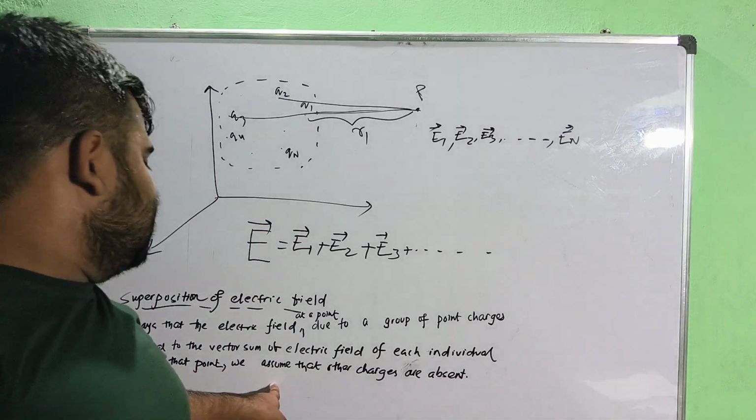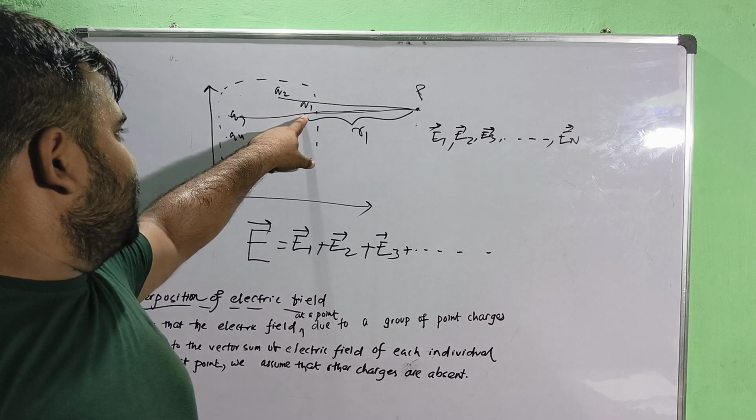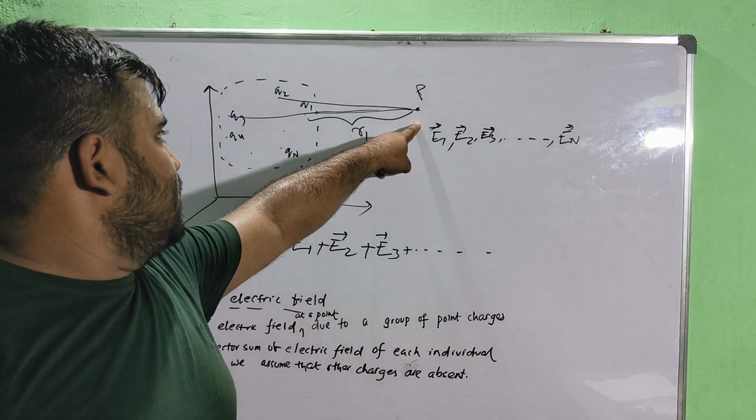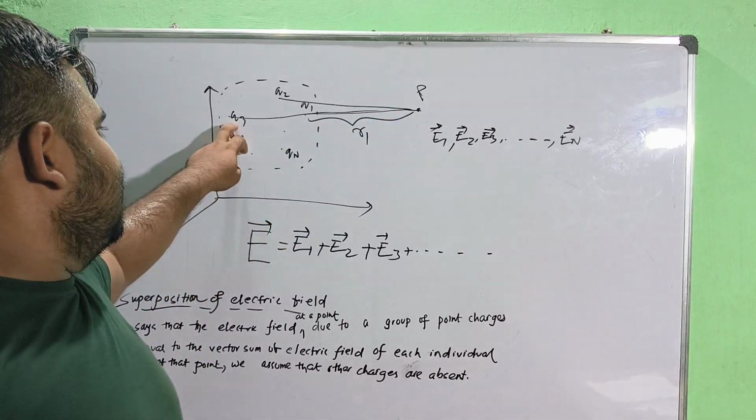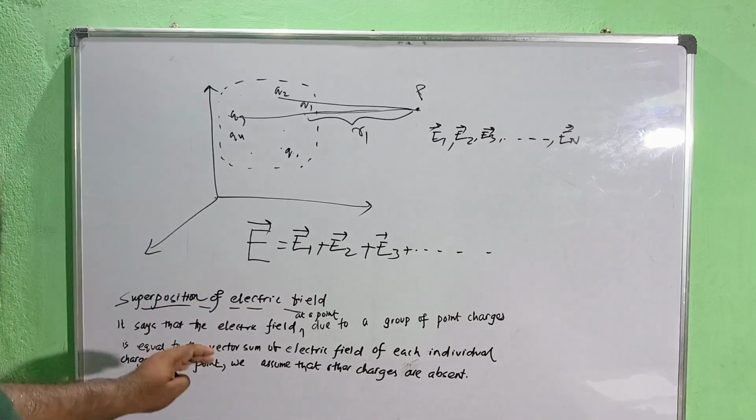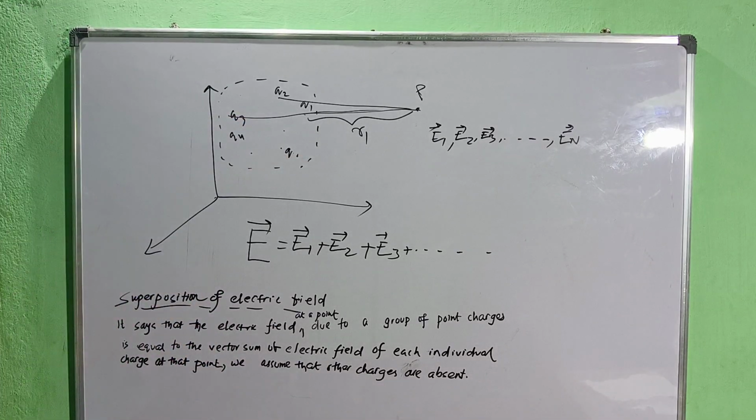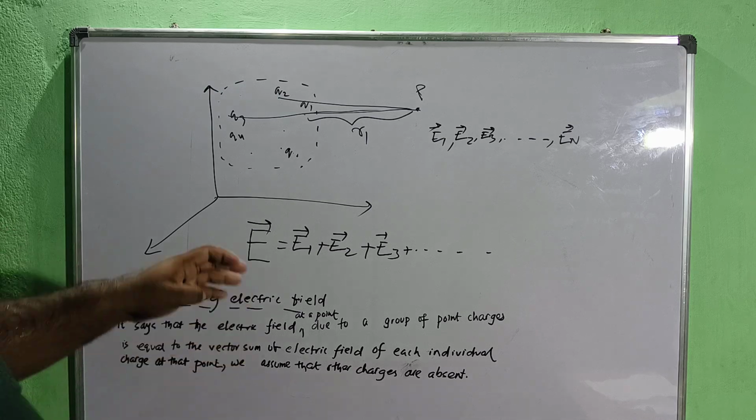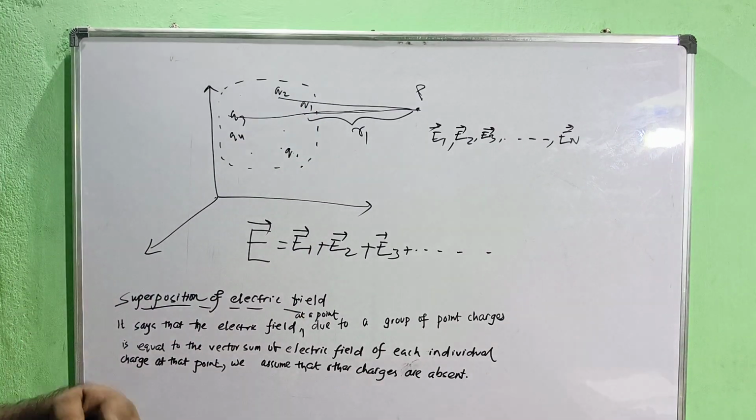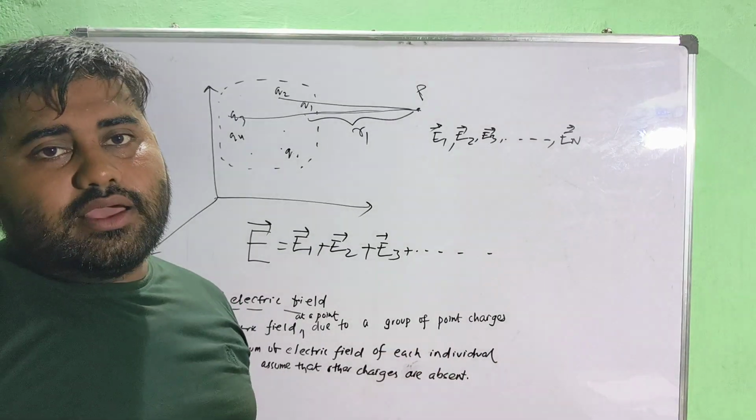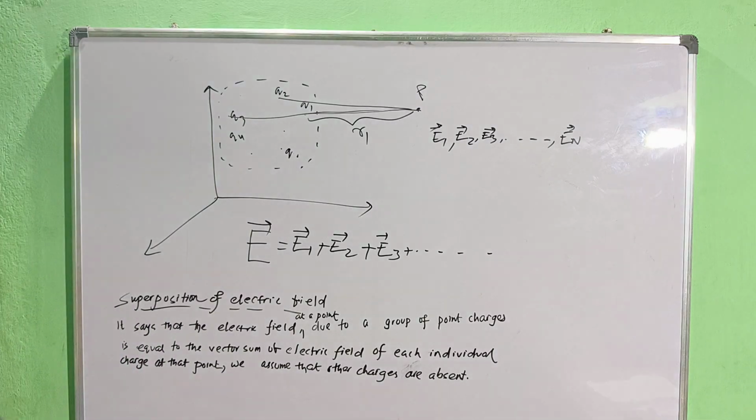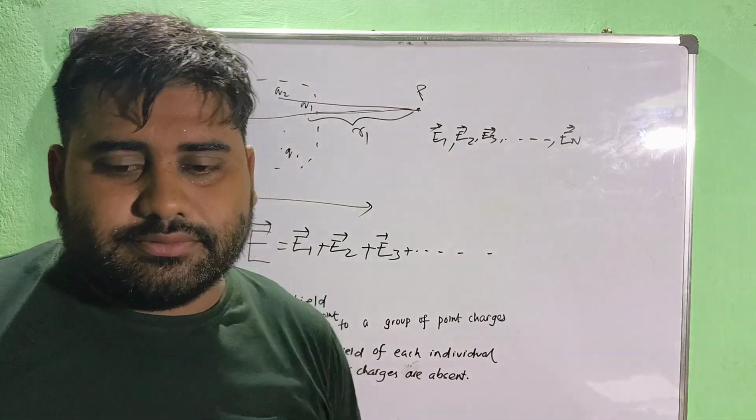So what does this means? When we try to calculate the electric field of Q1 at point P, we are going to consider this, the charges are absent. Likewise, when we try to calculate the electric field of Q2 at point P, we consider that the other charges are absent. So we try to find out their individual electric fields and then add them in vector addition method. So let us jump to the next concept.